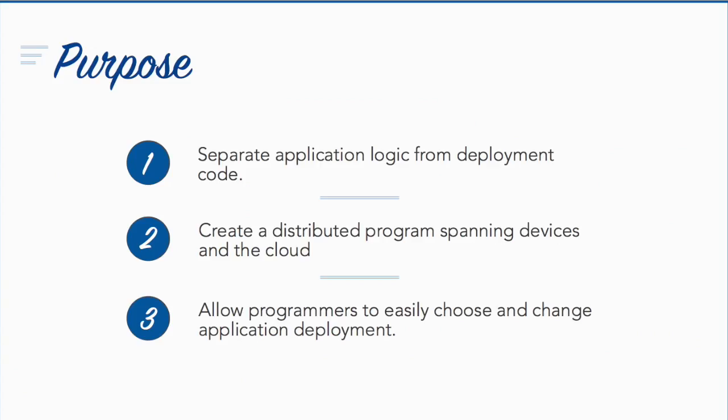So the three main purposes outlined by the paper. One was the separation of application logic from deployment code, which we just said was one of the main difficulties of performing these types of tasks. Two is to create a distributed program spanning devices and the cloud. And three was to allow programmers to easily choose and change the application deployment. So that's the flexibility that I just mentioned is necessary, required, and desired most of all.